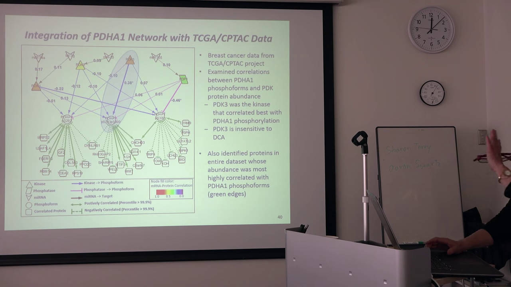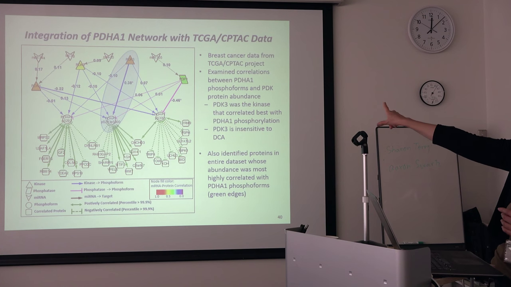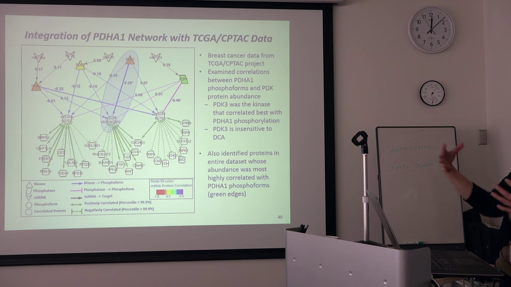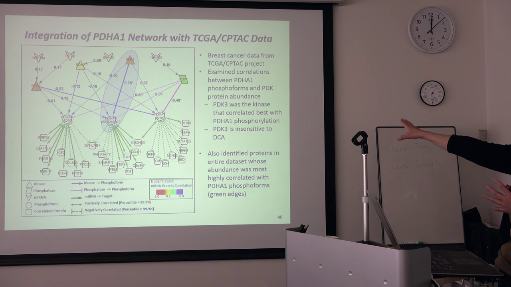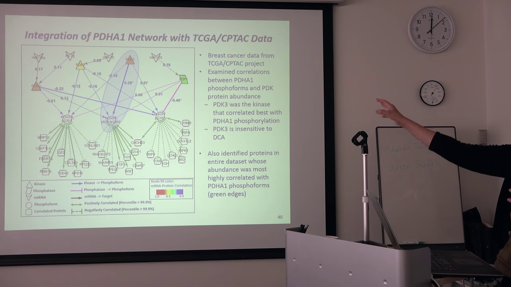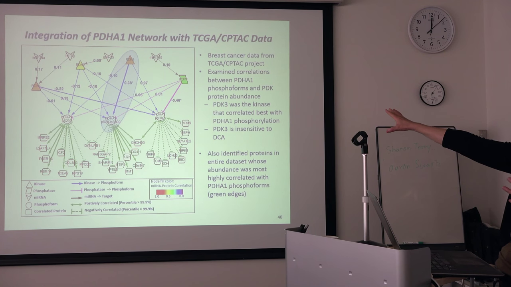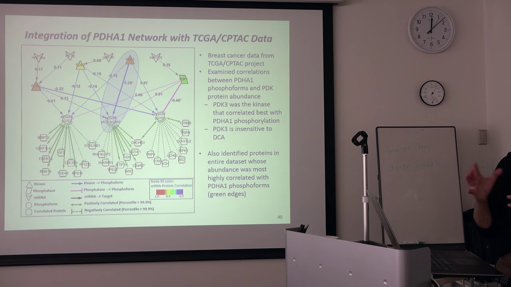So it's another illustration. And certainly, based on just this kind of expression data, we actually see very nice correlation between the kinase PDK3 and the expression level of the phosphorylated protein, PDHA1. And it turns out PDK3 is the most insensitive to DCA, and so that may explain why breast cancer is less responsive.